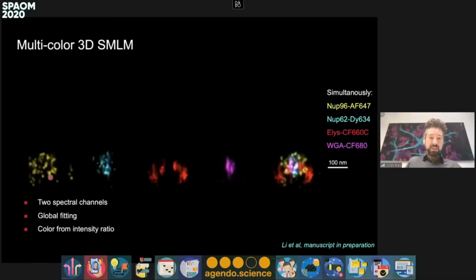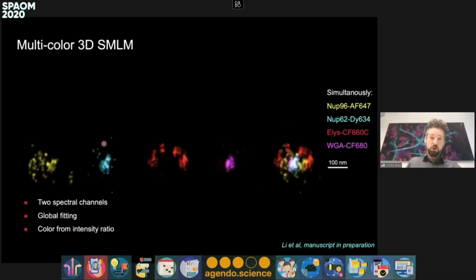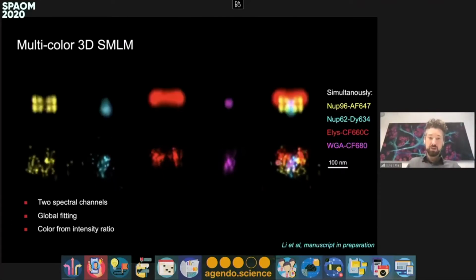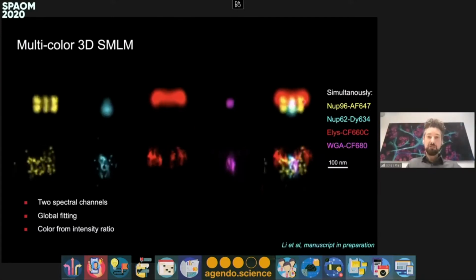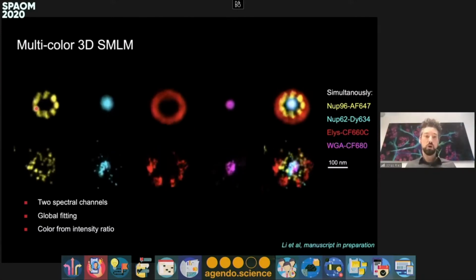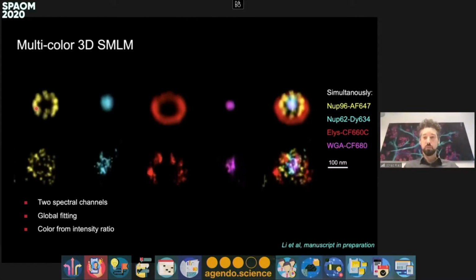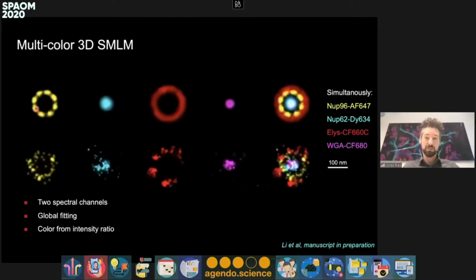So what you see here is one nuclear pore complex where we labeled 4 of its components. And above here, I now show you an average calculated from about 200 nuclear pore complexes. And this now quite nicely shows you where the individual proteins are in the complex.